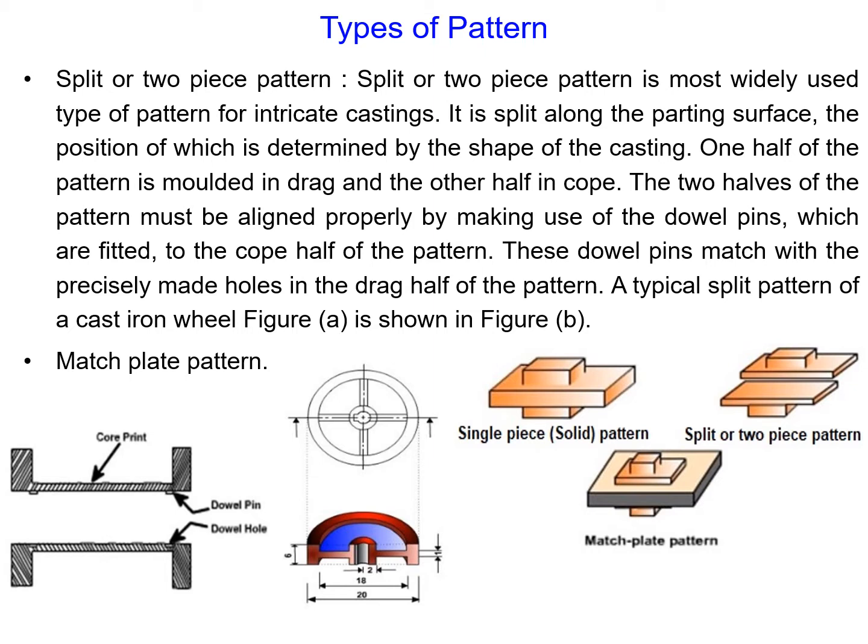The two halves of the pattern must be aligned properly by making use of dowel pins, which are fitted to one half of the pattern. The dowel pins match with precisely made holes in the other half of the pattern. You can see in the below left figure. The typical split pattern of a casting wheel is shown in the middle figure, or match plate patterns also you can see in the bottom right side, third figure.